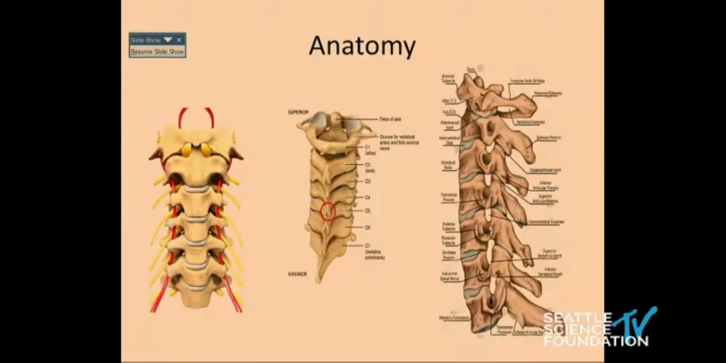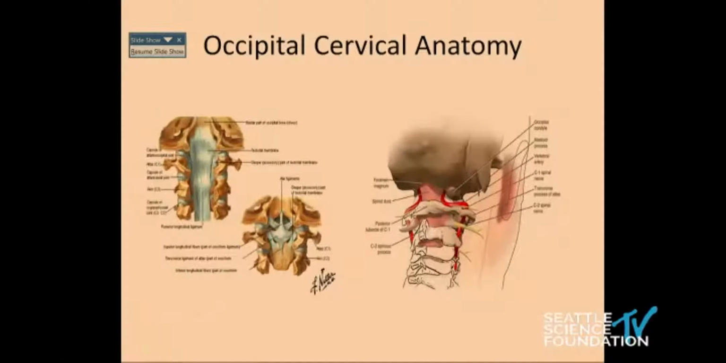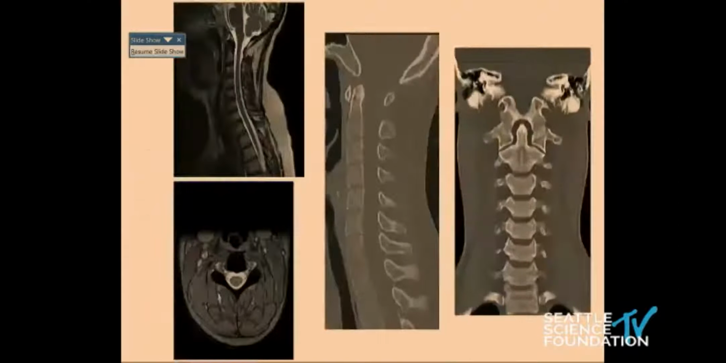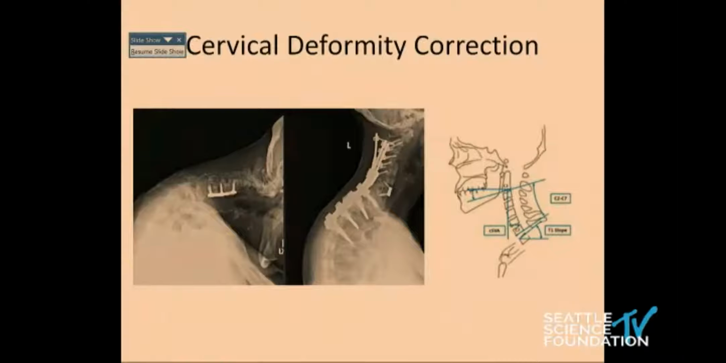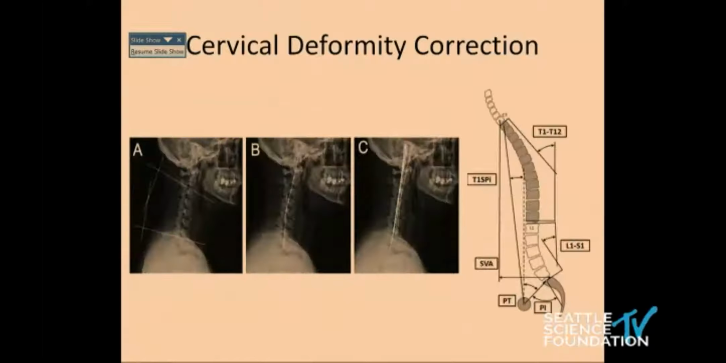And here's just a basic bony anatomy structure, occipital cervical anatomy from posterior approaches. You've got to watch out for the vertebral artery and variations that I'll show later, on regular imaging. And then obviously the goal is correction of said cervical deformity. So here's some parameters, where we try and get the head over the hips and the knees.